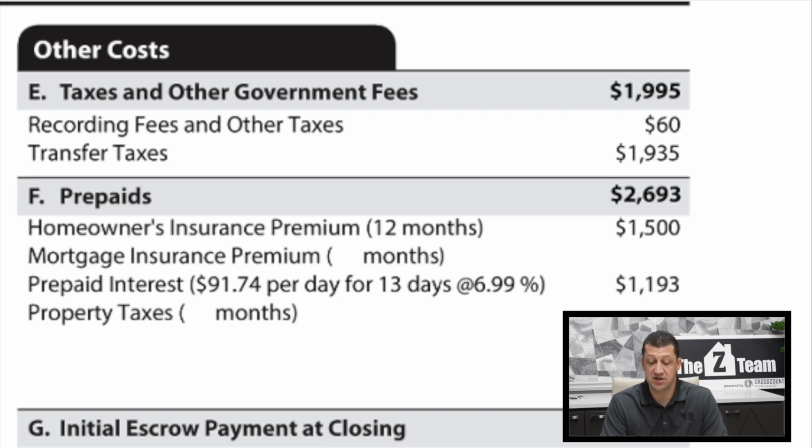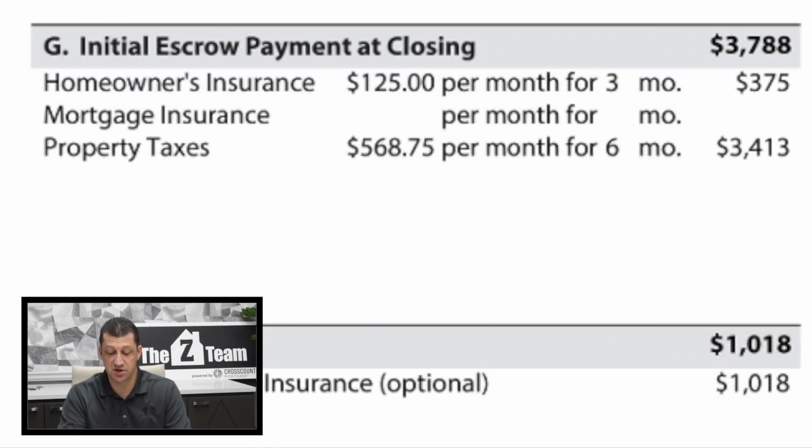Below that, you'll see the prepaid interest on the loan. We can cover prepaid interest in another segment. All right, so let's look at paragraph G, initial escrow payment at closing. In this case, you can see for the homeowners insurance, we're adding an additional 3 months to the escrow account, and we're collecting for 6 months of property taxes. Again, I'd like to do a separate segment on escrow accounts and how those work.